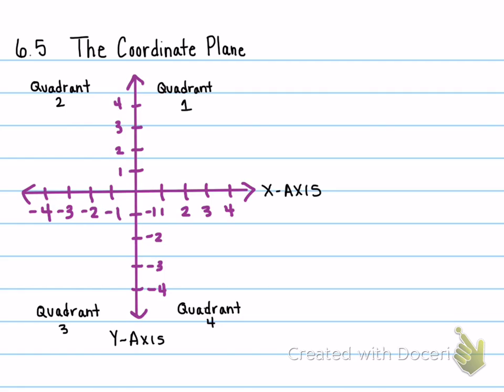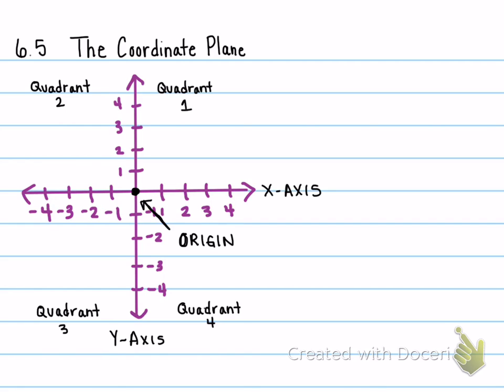When you're looking at all this and you find the intersection of the two axes, that intersects right in the middle right here, that is called the origin. It is the center of the coordinate grid.